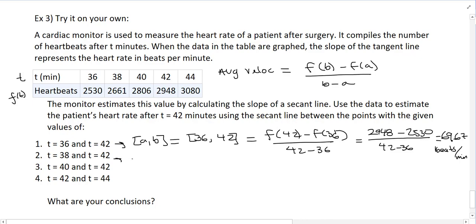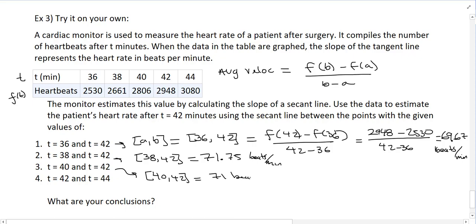Now for the interval 38 to 42, I'm going to skip the math and just say the answer was 71.75 beats per minute. Hopefully that is what you got. For the interval 40 to 42, what did we get? On 40 to 42, I got 71 exactly. So 71 beats per minute.